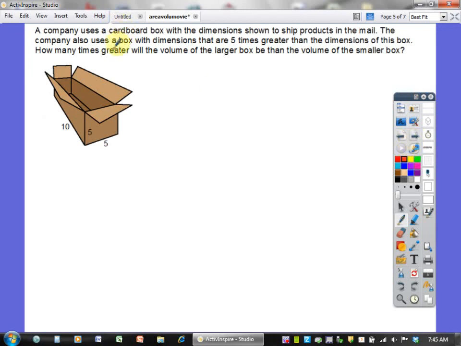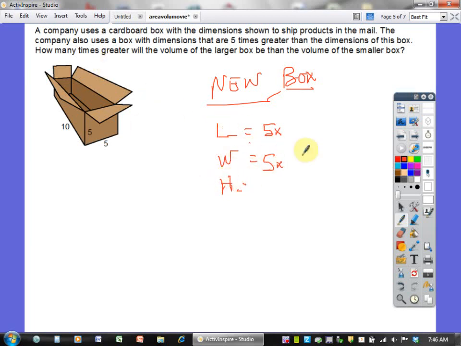Here's just one more same type problem. A company uses a cardboard box with dimensions shown to ship products in the mail. The company also uses a box with dimensions that are 5 times greater than the dimensions of this box. How many times greater will the volume of the larger box be? Well, once again, in the new box, what is going to be 5 times greater? We can see that in the new box the length is going to be 5 times greater, the width is going to be 5 times greater, and the height is going to be 5 times greater as well.